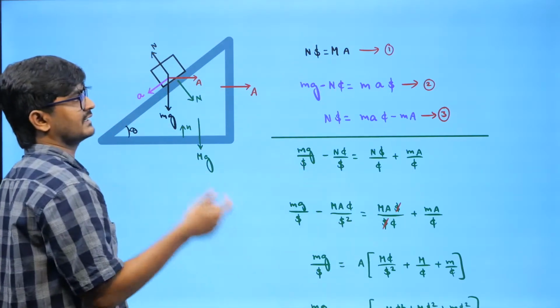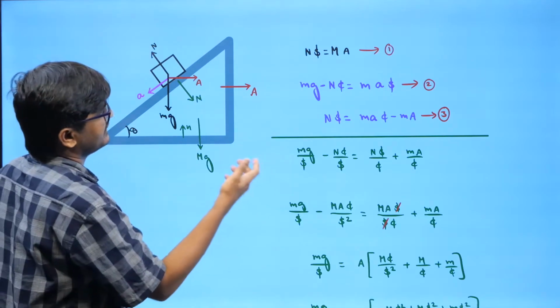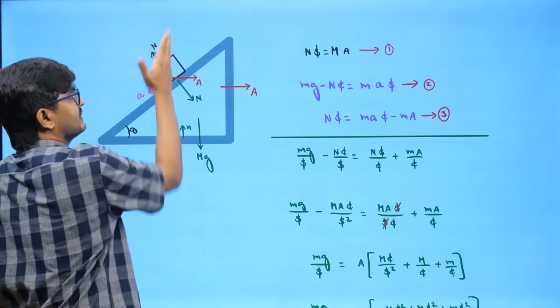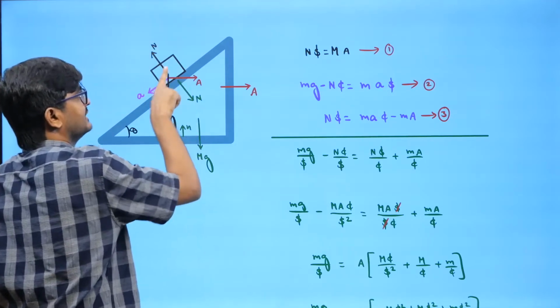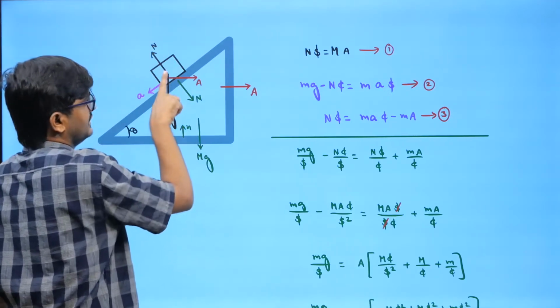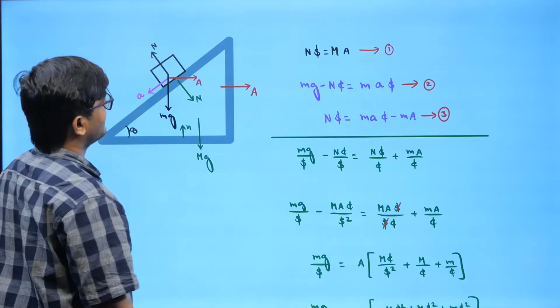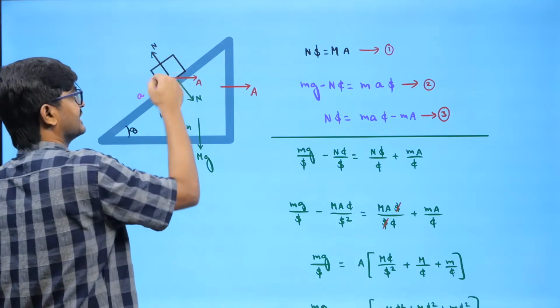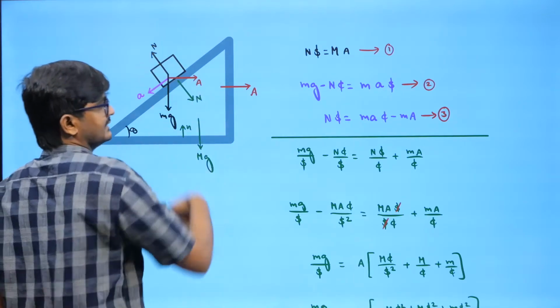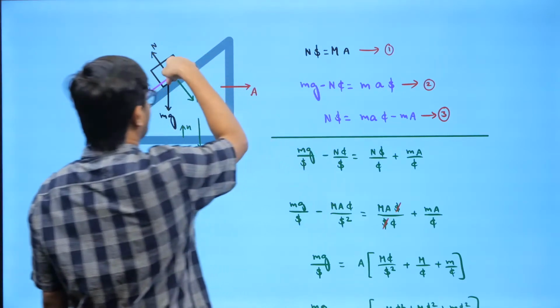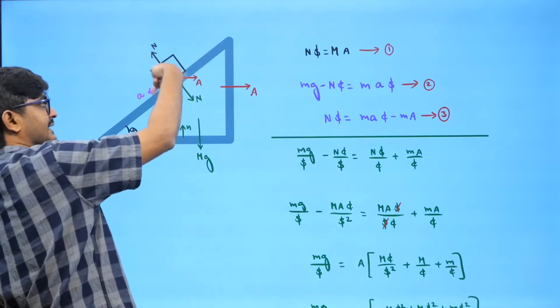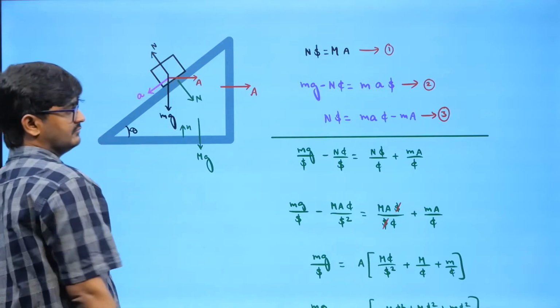Now, similarly, I have written another equation, that is mg minus N cos theta, for this block along the vertical direction. Why I have done that is so that I can avoid this component. So what is the acceleration along this direction? It is only a sin theta. So net force along this direction equals mass times its acceleration along this direction, which is a sin theta, because this component will be 0.